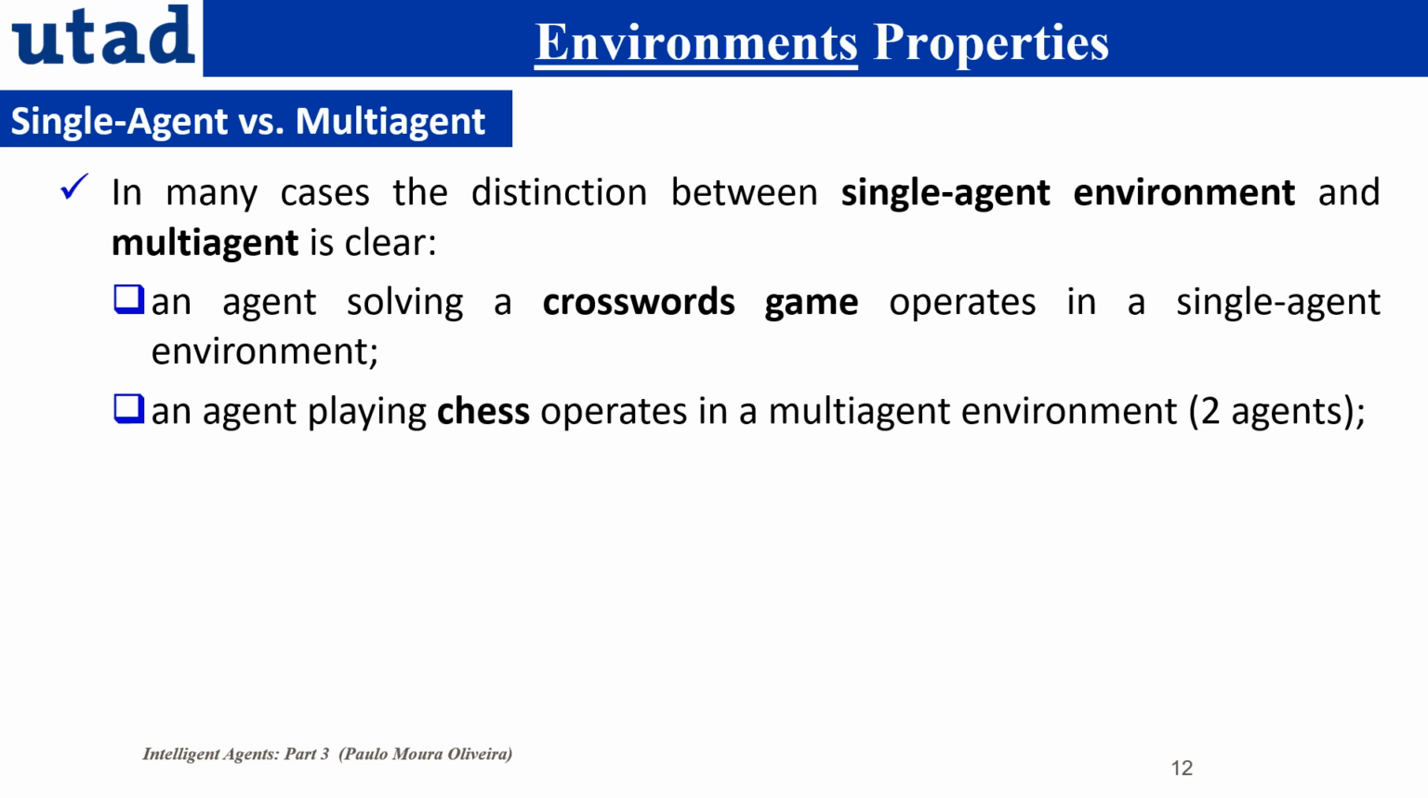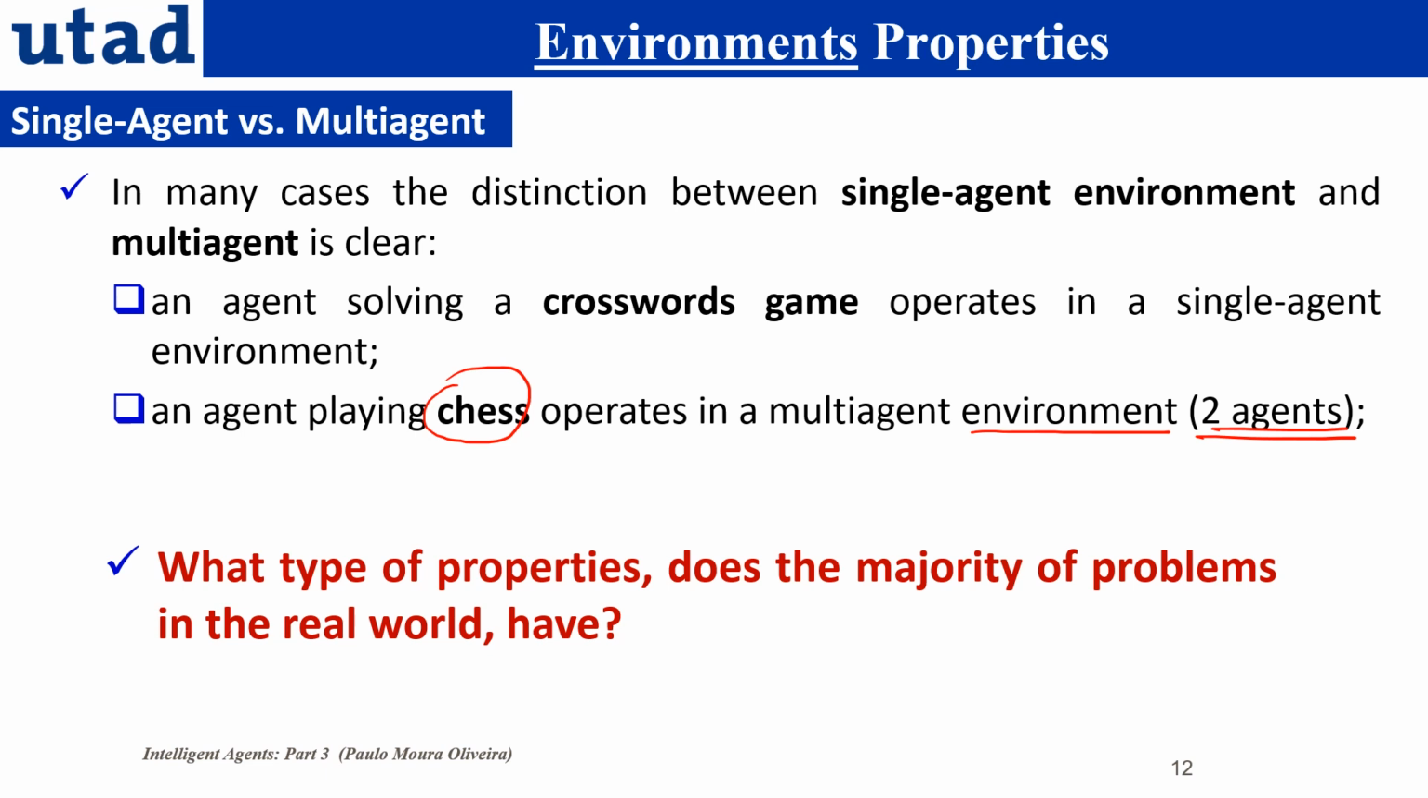Then we have the classification between single agent and multi-agent. This is very simple to distinguish in many cases. For instance, an agent solving a crossword game operates in a single agent environment. An agent playing a chess game operates in a multi-agent environment. In this case, it has two agents. So it is important to know what type of properties the majority of real-world problems have.